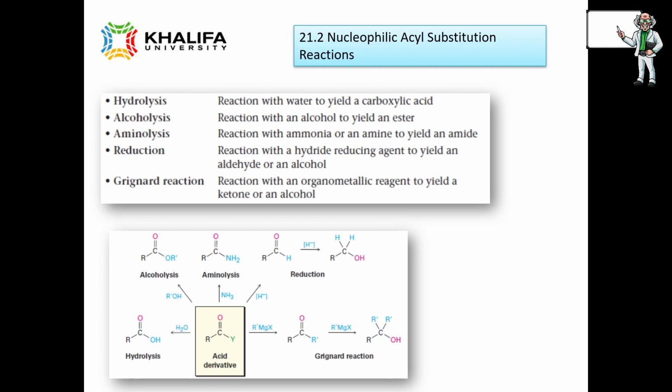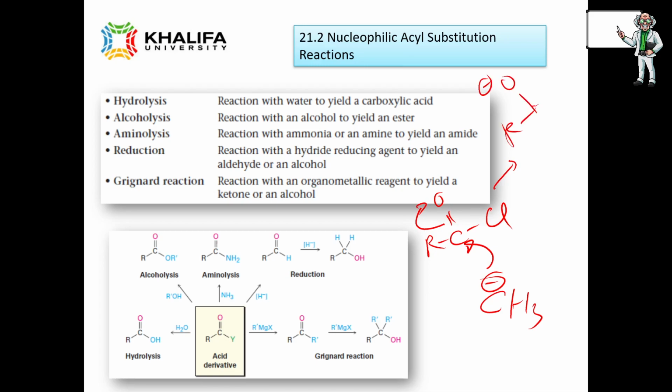For example, if we are using CH3-, the reaction will be exactly the same as before. We have here the acyl chloride, addition, tetrahedral intermediate, and then elimination to generate the ketone and the leaving group. Okay?